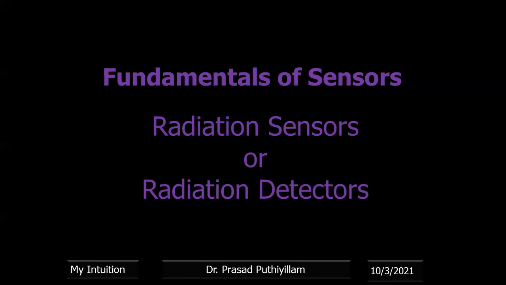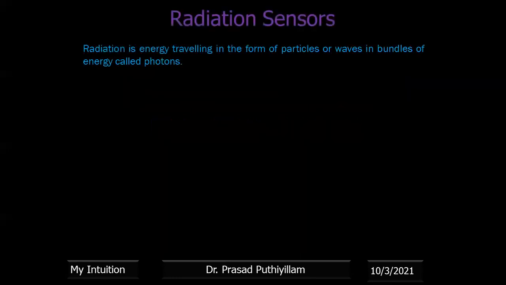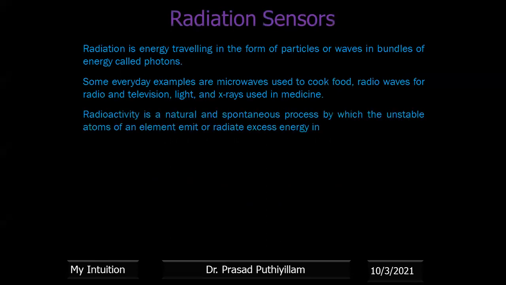Now, radiation sensors or radiation detectors. Radiation energy travels in the form of particles or waves, in bundles of energy which we call photons. Everyday examples of the use of radiation energy are microwave ovens used to cook food, radio waves used for radio and television transmission, light we use, and x-rays we use even in medical applications.